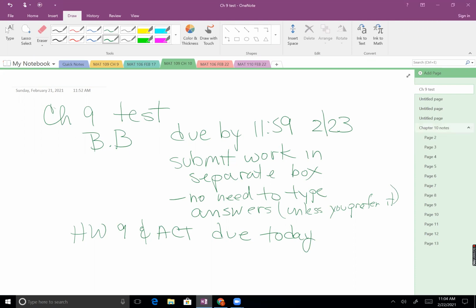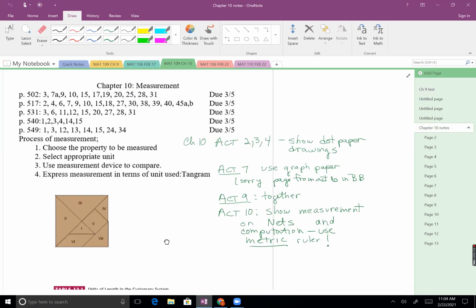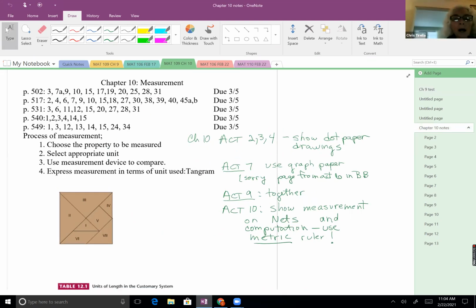If not, we're going to start looking at that next chapter, chapter 10. Right now the due dates are March 5th. We will revisit that if we need to, because we did take longer on chapter 9 than I had thought. The chapter 10 activities 2, 3, and 4 are together in a group. For that, you need to show drawings on dot paper.